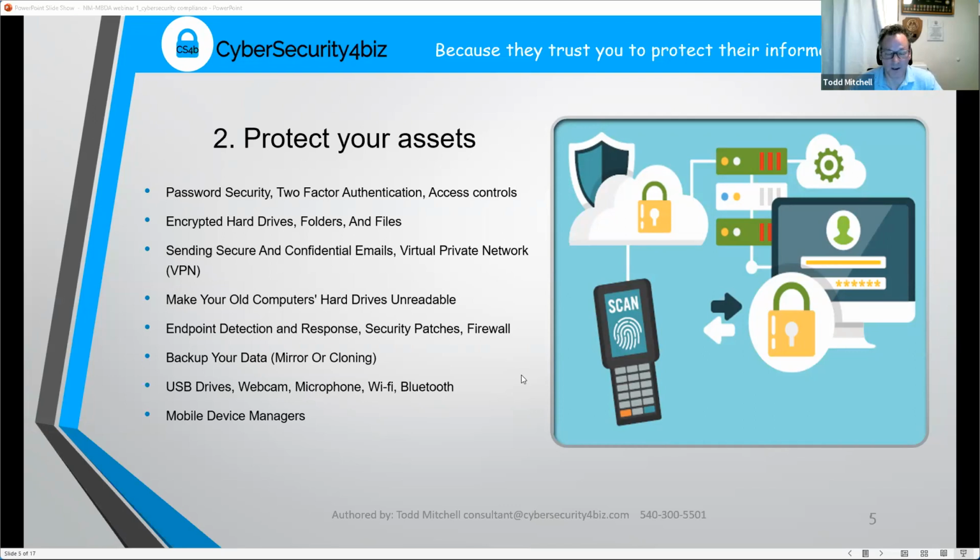Having a mobile device manager lets you control all those devices at once instead of having to wait until they bring them back to the shop and do them one at a time.